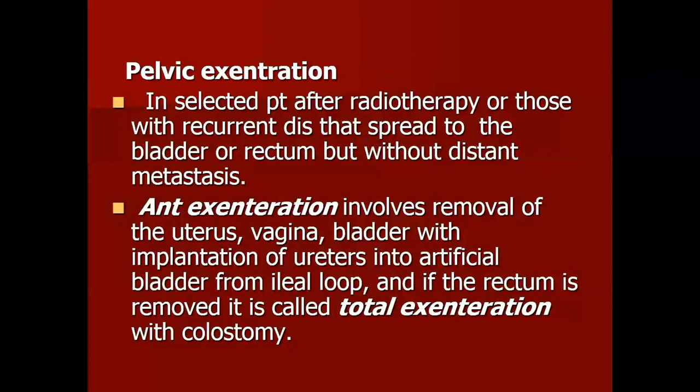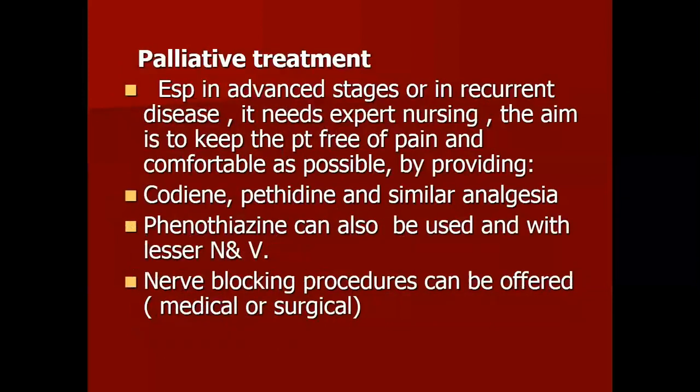Anterior exenteration involves the removal of the uterus, vagina, bladder, and implantation, as we mentioned, of the ureter into the artificial bladder from the ileal loop. If the rectum is also removed, this is called total exenteration with colostomy. That's to say, anterior exenteration removes the bladder and vagina with it, while if it involves the removal of the rectum, this is called total exenteration.